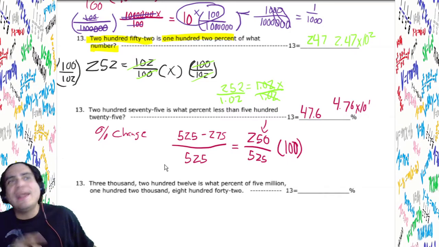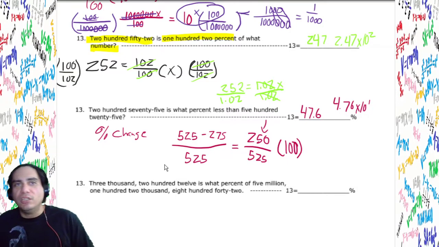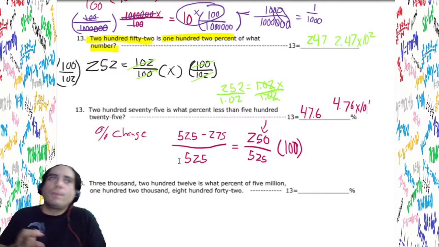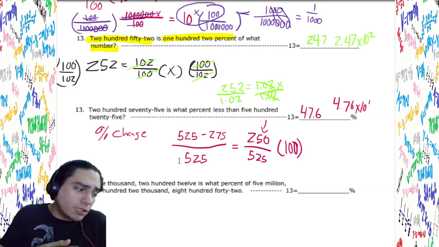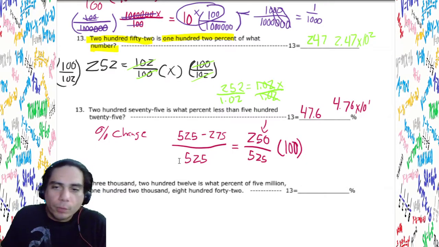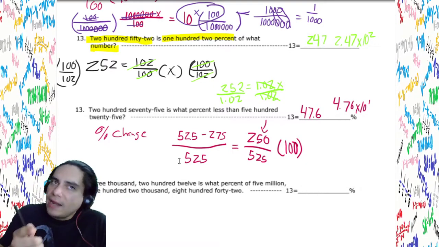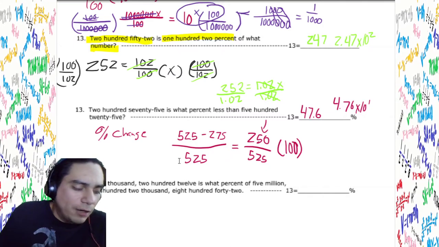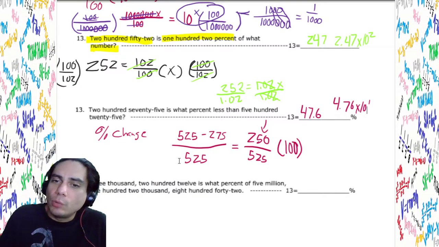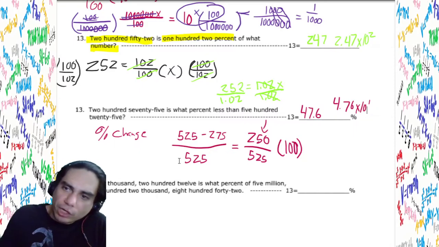Now, the thing is, it's not asking you what percent of it is. It's not asking you what percent of. So our answer would have been 52.4% if it said of. But it's not asking us that. It's asking us how much less than that original 100% it is. So what we would have needed to do is subtract from 100%.